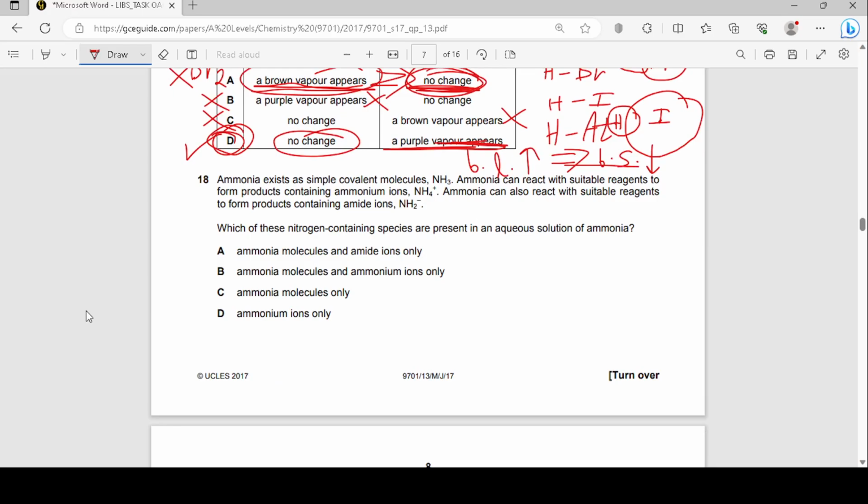Ammonia exists as simple covalent molecules NH3. Ammonia can react with suitable reagents to form products containing ammonium ions NH4+. Ammonia can also react with suitable reagents to form products containing amide ions NH2-. Which of these nitrogen-containing species are present in an aqueous solution of ammonia? So an aqueous solution of ammonia means NH3 aqueous.